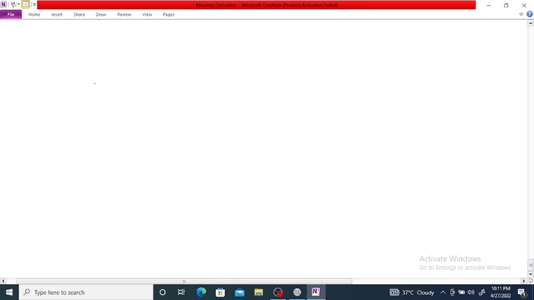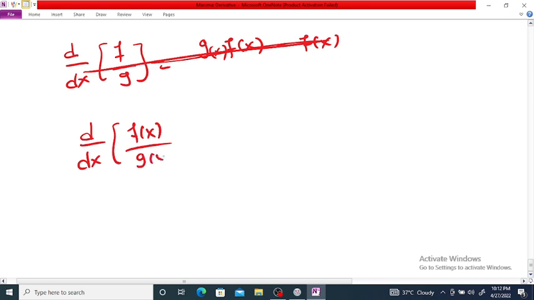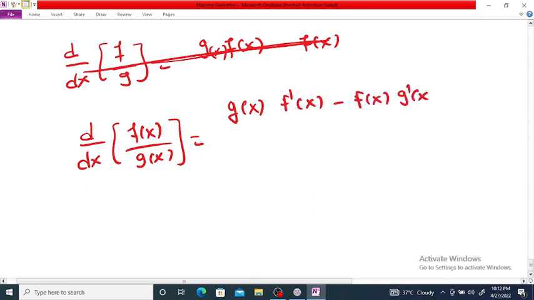Next, if you want to find the derivative of f divided by g of x, I am writing one more time, d by dx of f of x divided by g of x is equal to g of x into derivative of f of x minus f of x into derivative of g of x, divided by g of x bracket square.